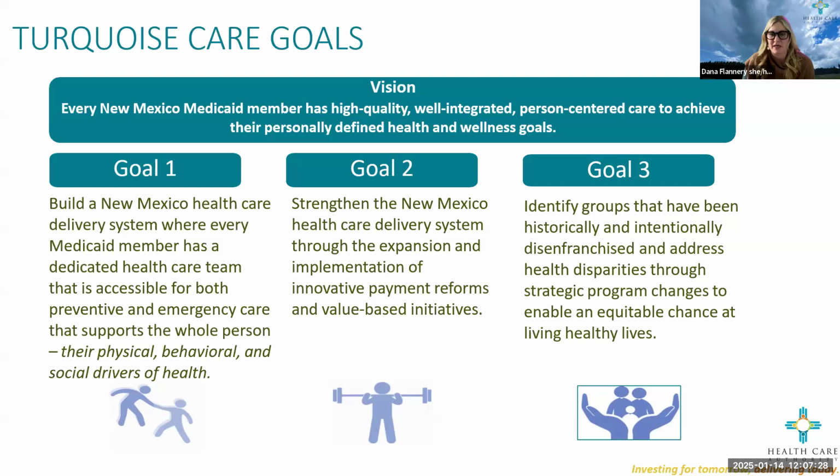And then in goal number 2, you're going to see payment reform, right? So how are we being very diligent with these dollars being put towards managed care organizations and putting the pressure on them for not only delivery of services, but what the quality looks like and what they're able to address in the member's life. And then on goal number 3, of course, especially within New Mexico, looking at those groups that have been historically and intentionally disenfranchised and addressing health disparities directly.